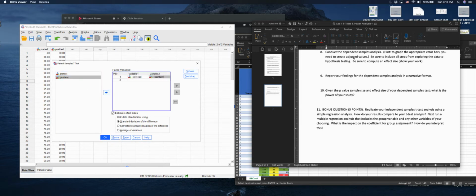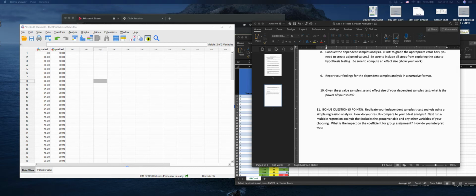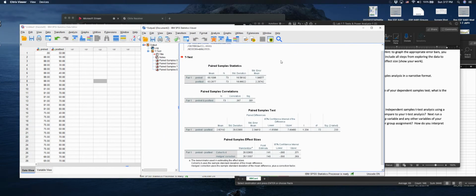The problem says to make sure that we are including an effect size. So I'm going to include an effect size by clicking the checkbox. Next, I'm going to click OK. When I click OK, it gives me an output.